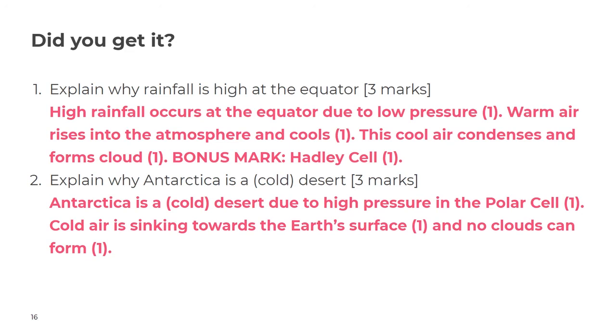And question 2, explain why Antarctica is a desert or a cold desert, 3 marks. Antarctica is a cold desert due to high pressure in the polar cell. Give yourself 1 mark. Cold air is sinking towards the Earth's surface, 1 mark, and no clouds can form, 1 mark. So please give yourself a score out of 3 for each of your answers.